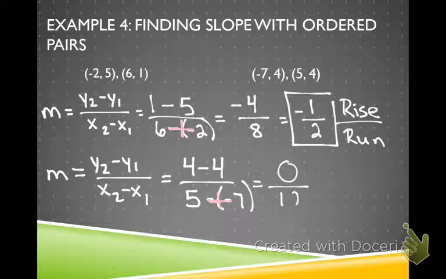over 12. Does anybody remember what happens if 0 is in my numerator? If 0 is in my numerator, that means it's a horizontal line, so my slope is 0. Do you remember what it is if it's in your denominator? If it's in your denominator, the slope is undefined.